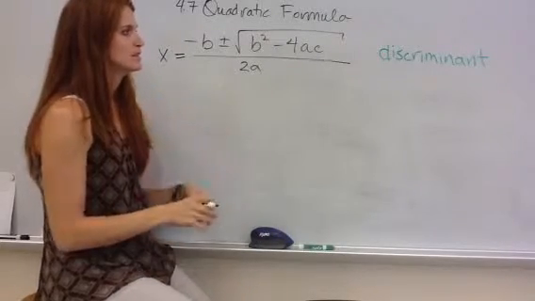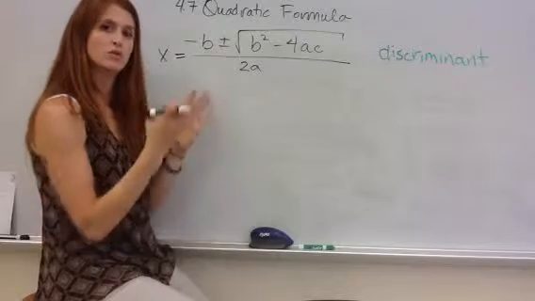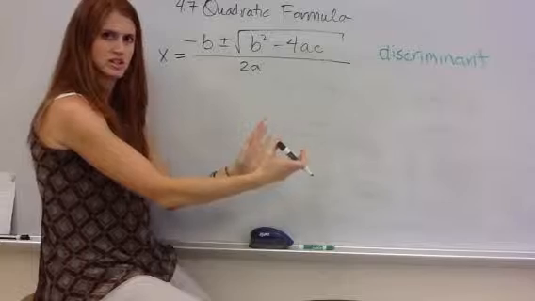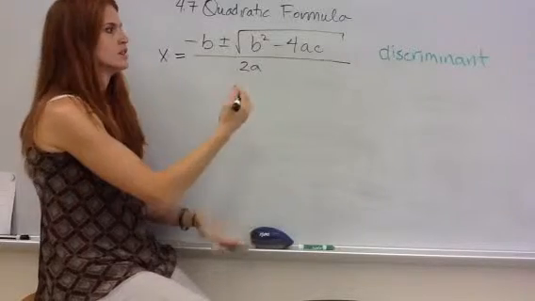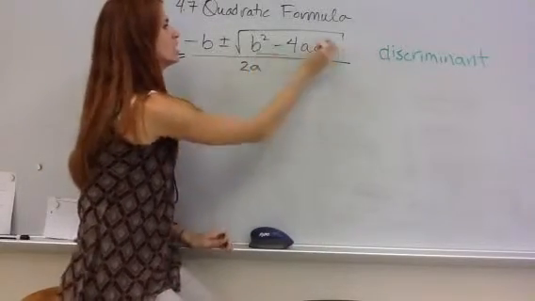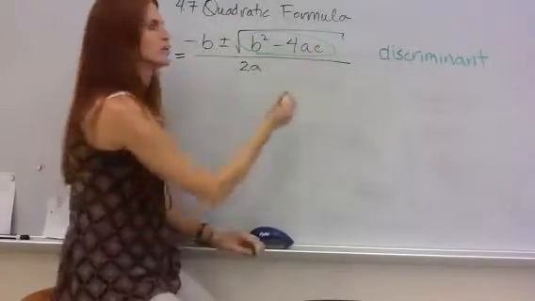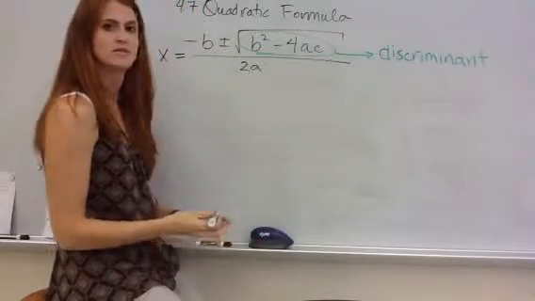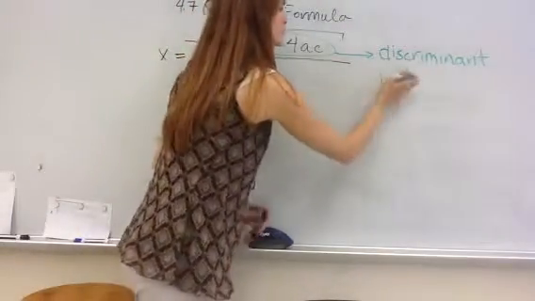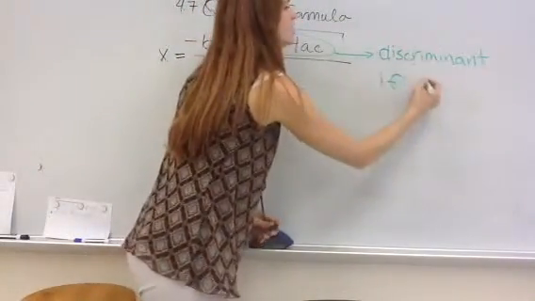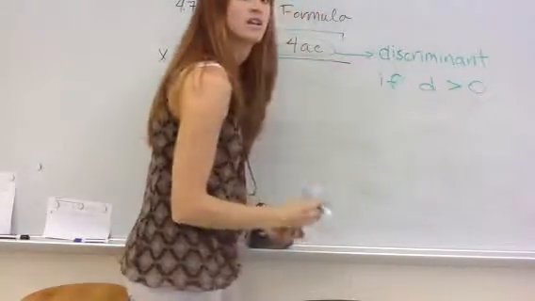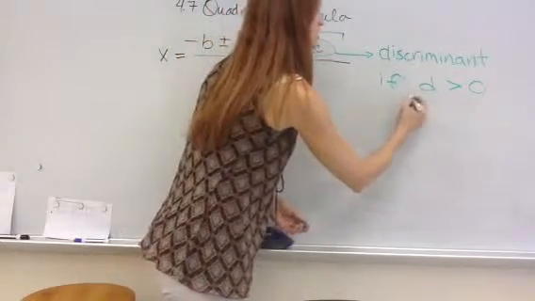The discriminant helps to determine if we're going to have real solutions, numbers that you've heard of before, or if we're going to have imaginary solutions, numbers you've never heard of before. So the discriminant is simply this part here under the square root. That is the discriminant. Now, if d for discriminant is greater than 0, then we have two real solutions.